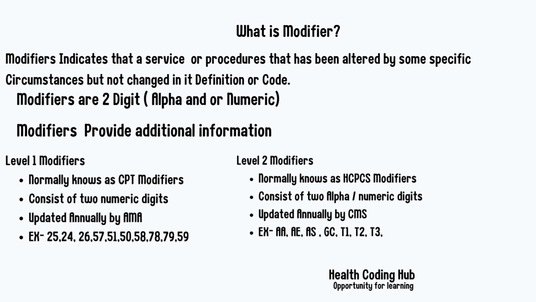In medical coding, we can find two different levels of modifiers: Level 1 modifiers and Level 2 modifiers. Level 1 modifiers are normally known as CPT modifiers, consist of numerical digits, and are updated annually by the AMA, the American Medical Association. Examples of Level 1 modifiers are modifier 25, modifier 24, modifier 26. Level 2 modifiers are known as HCPCS modifiers, consist of alphabets and sometimes numbers, and are updated annually by CMS, the Centers for Medicare and Medicaid Services. Examples of HCPCS modifiers are T1, T2, T3.